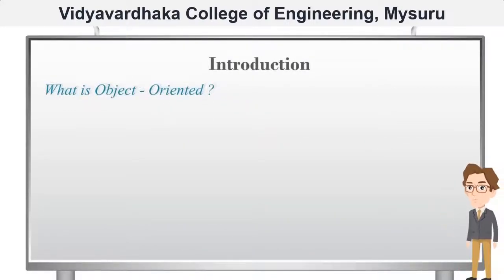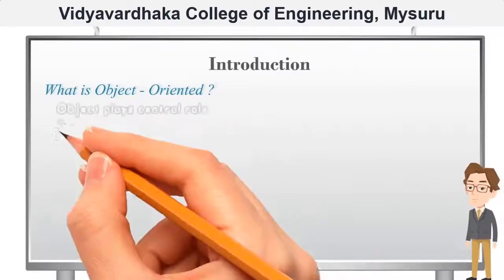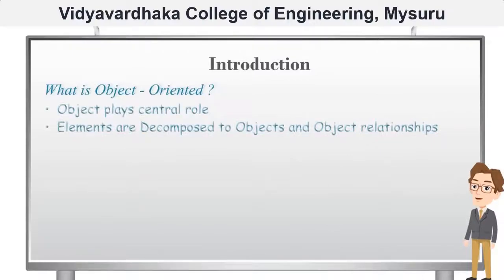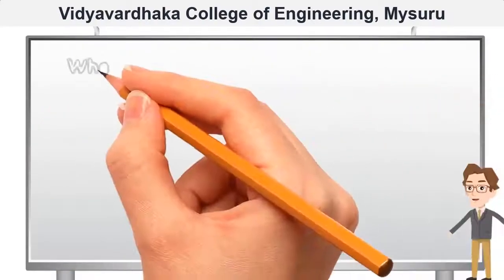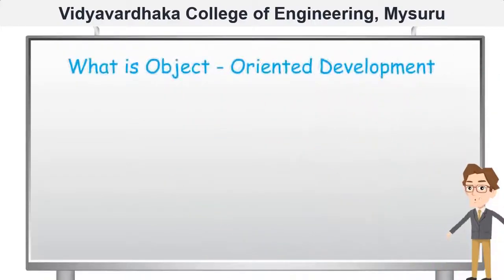To understand this paradigm, first we must know what is object oriented. The word object-oriented means objects play a central role. Elements of a given situation are decomposed to objects and object relationships. Next, let us see what is object-oriented development.